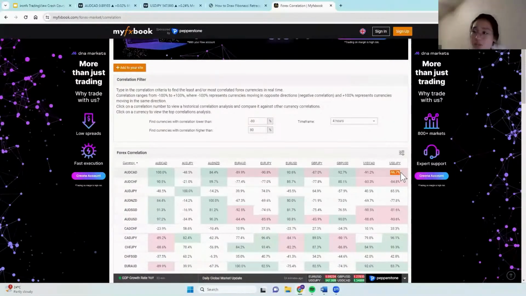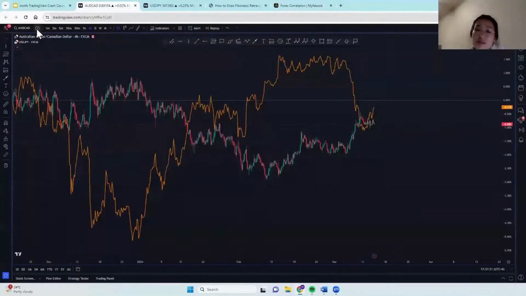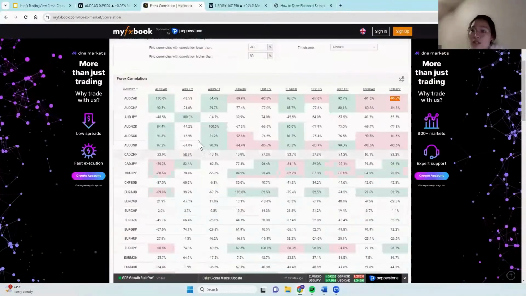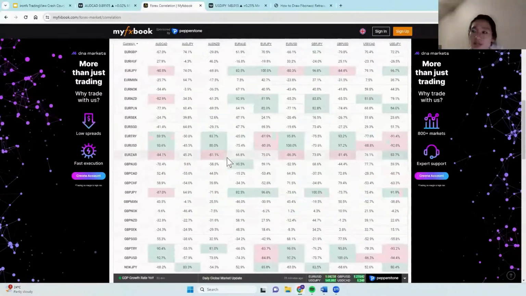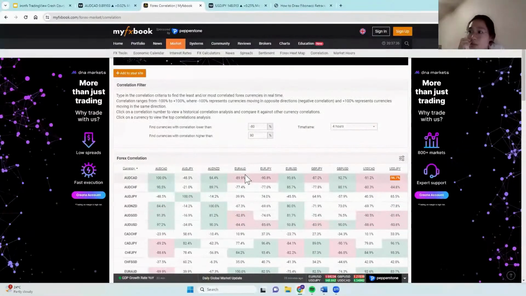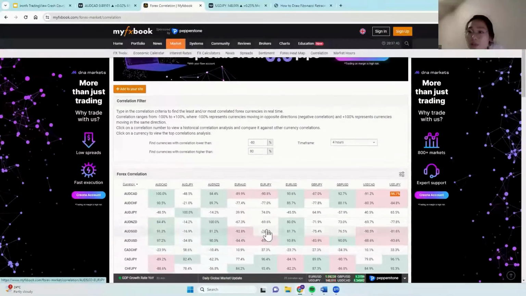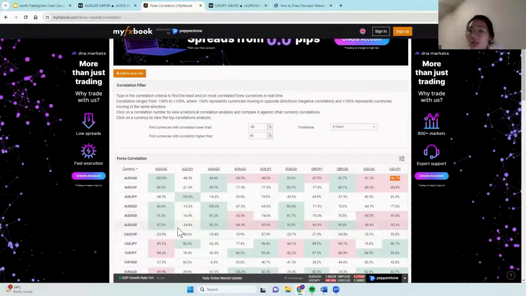Okay, yeah, so that's basically what this plus symbol is for. It's quite useful when you use it in conjunction with this table here. Yeah, so that's for our negative. Maybe I'll do another example for a positive correlation. So here we have AUD USD and AUD CAD being 97.2% correlated.